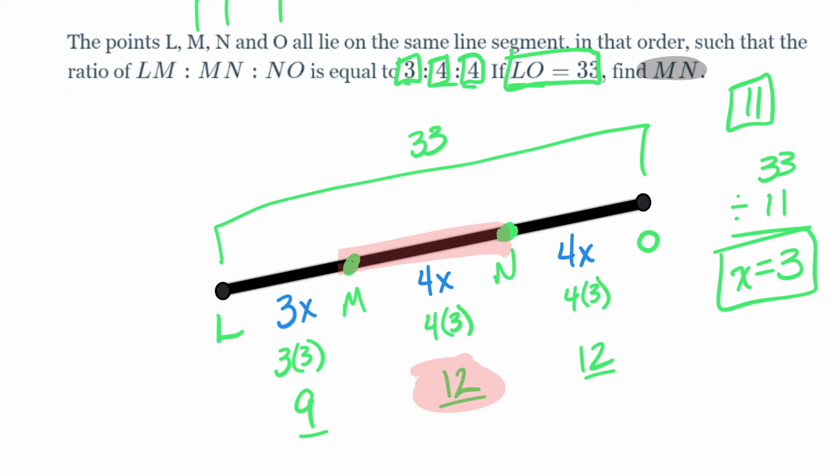So what we have here is MN equals 12. Hopefully that's right. If that's right, I did get a question completely right today, so that would be nice.